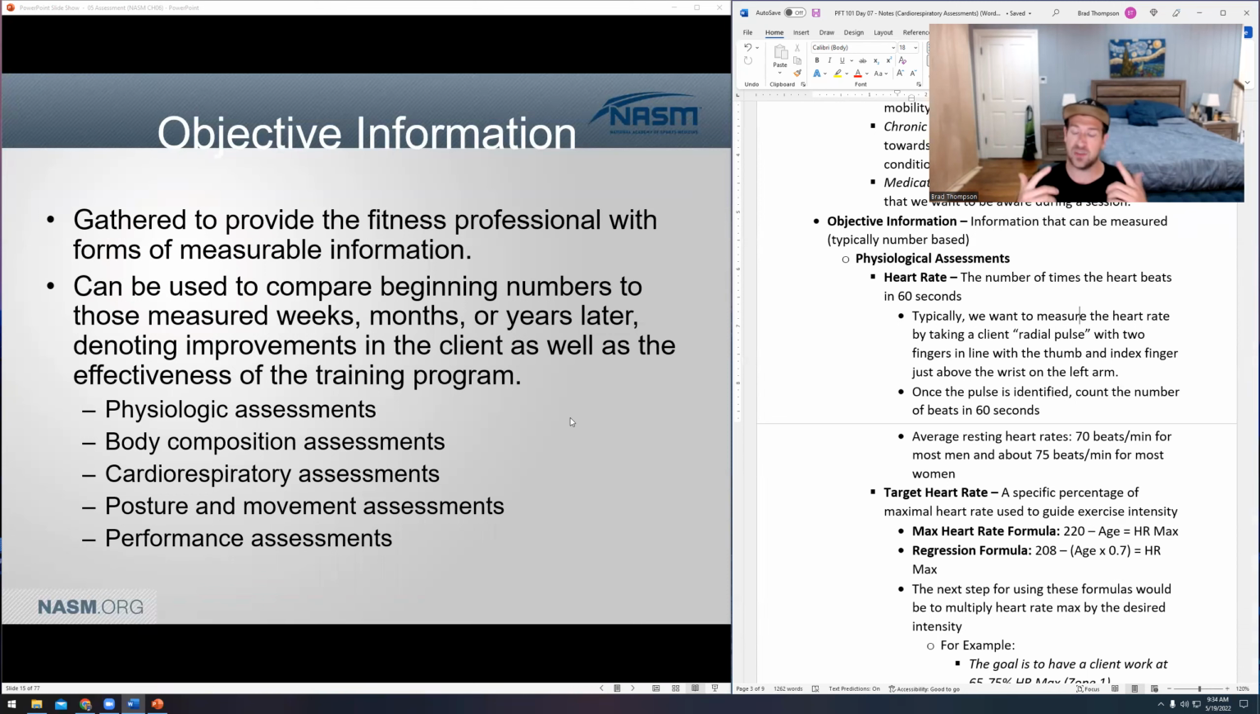And the great thing about this is we can use all of this information to compare it to our clients weeks or months or years even later to track their progress, right? So physiologic assessments are going to be things like heart rate and blood pressure. Body composition assessments are going to be things like inches, body fat percentage, body weight. Cardiorespiratory assessments, those are going to be things like how well their heart rate performs under a certain amount of stress.